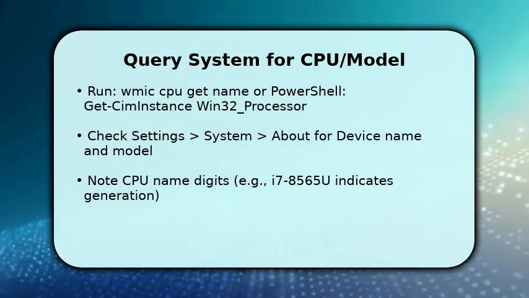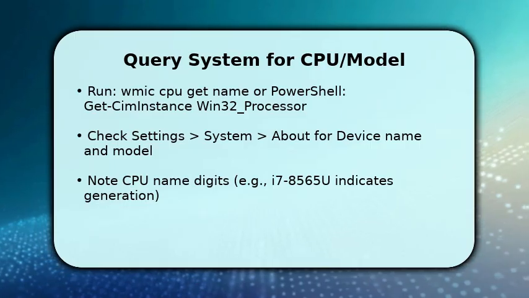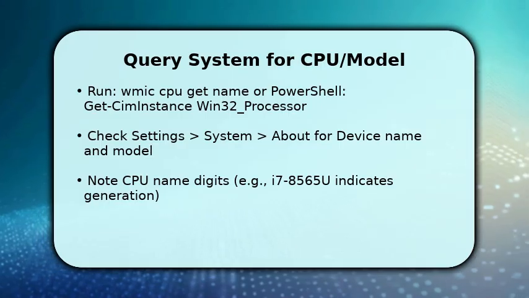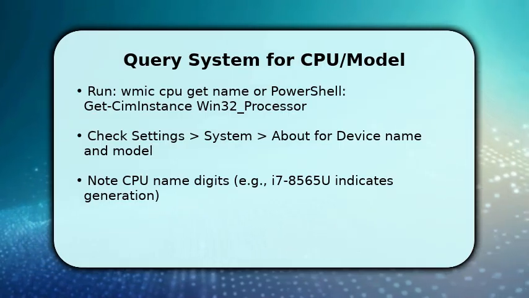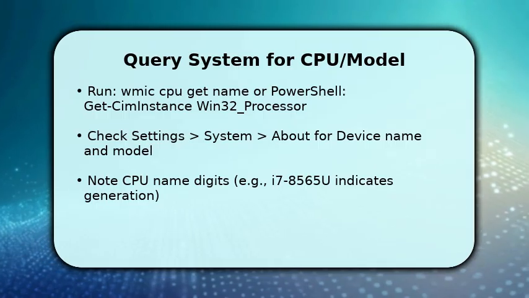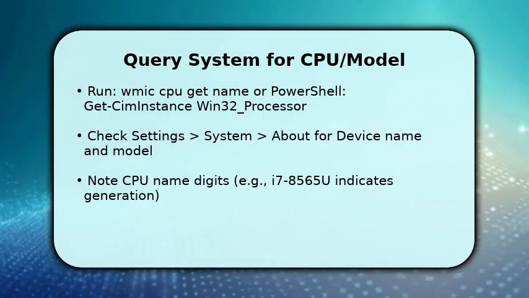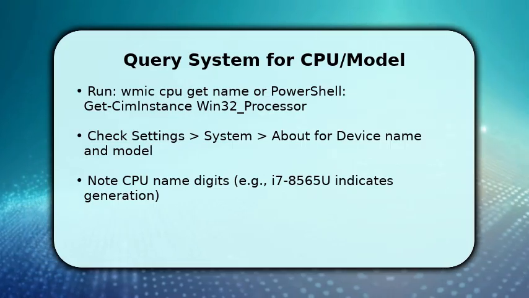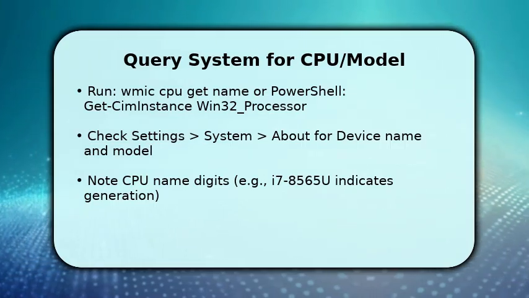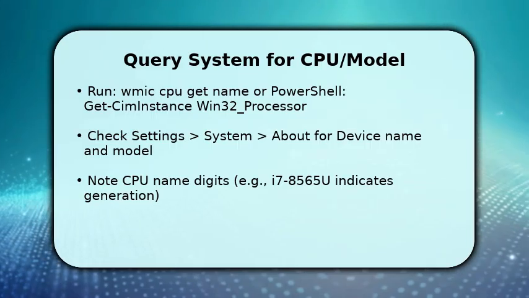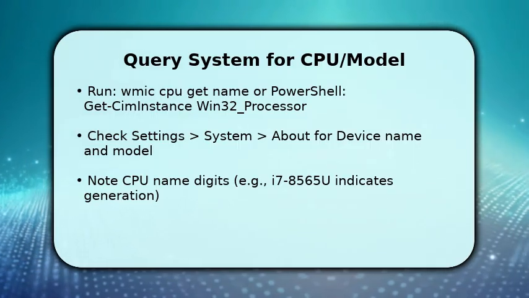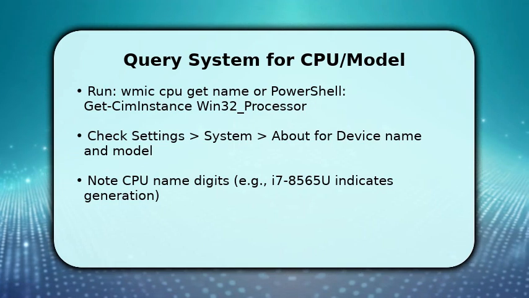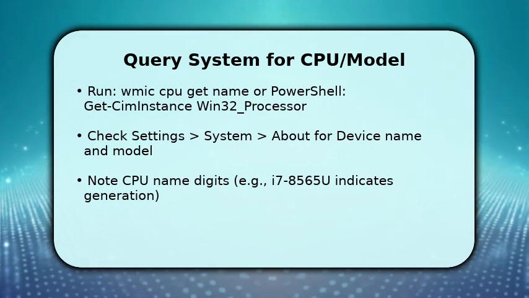In the elevated command window run wmic cpu get name, or in PowerShell use Get-CimInstance Win32_Processor. These return the exact CPU model string. Also open Settings, System, About to copy the device name and model number. You do this because the CPU model number encodes generation information. For Intel, the first digit or digits after the dash usually indicate the generation, so record the full string to interpret next.